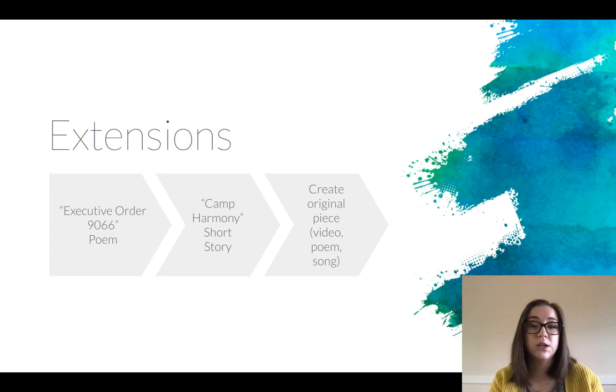And then these would be extension activities. We have a poem called Executive Order, in response to Executive Order 9066. This is from the point of view of a little girl who's forced to go into a camp, and she's saying goodbye to her best friend who now thinks that she's a traitor. So that one's really powerful. Then there's a short story called Camp Harmony, also about a girl who is in the camp. And then we usually have them create an original piece, kind of synthesizing all the information that they've learned about the camps and the experiences and the feelings and how, you know, the government responds to what happened, using all 5 of those paired texts.